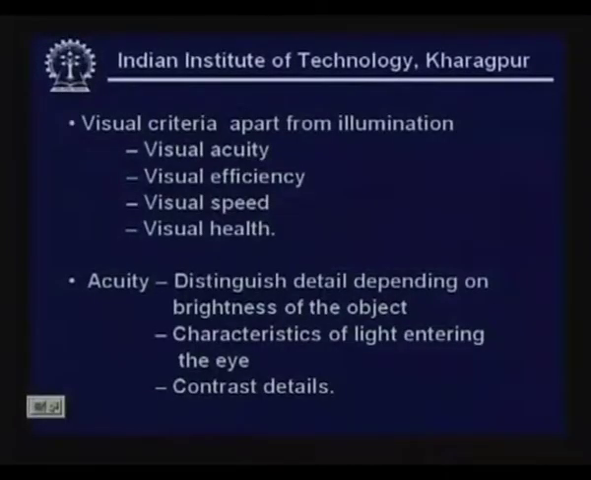age. Now, here we have been talking about acuity quite a bit, but still we have not really defined acuity. So, it is better that we formalize what we understand by acuity. Acuity is the ability of the eyes to distinguish the details depending on the brightness of the object and keeping in mind the contrast details and the nature of the light that enters the eye.